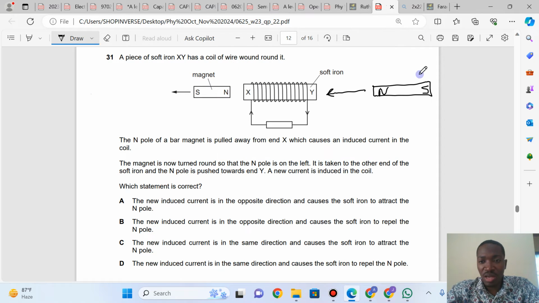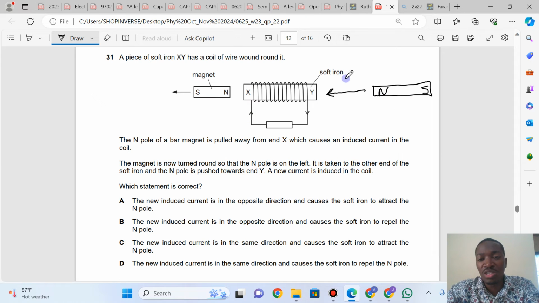Now we bring it this way and we pull it towards the Y end of the magnet. What happens? The new induced current is in the opposite direction and causes the soft iron to attract the north pole. Well, if we are changing the position of the magnet, the direction of current will change to the other direction. Current was flowing this way initially. When we bring the magnet here, the direction of current will switch.